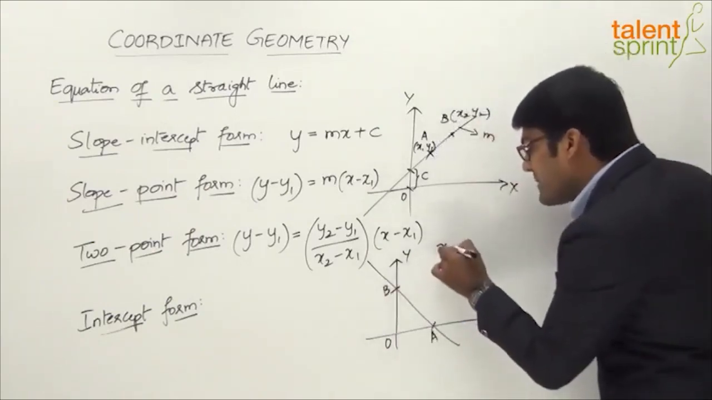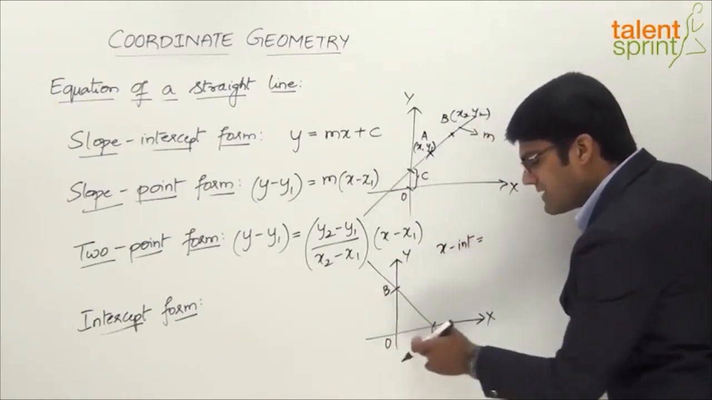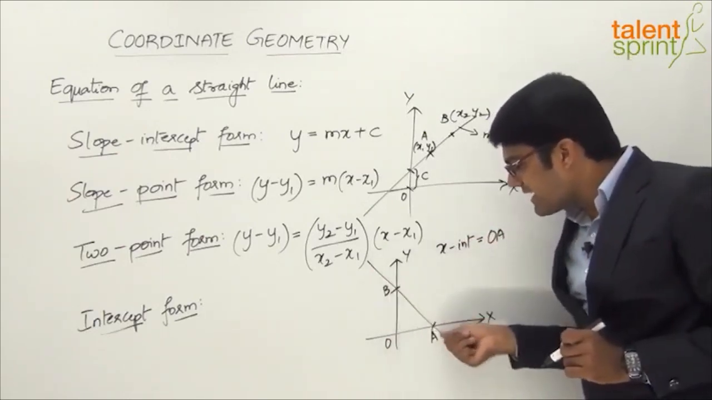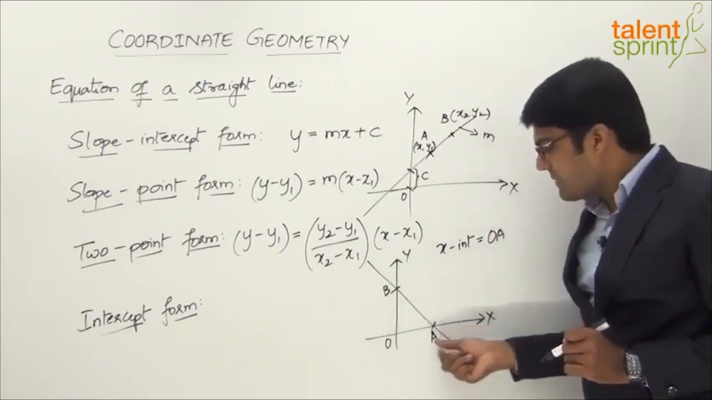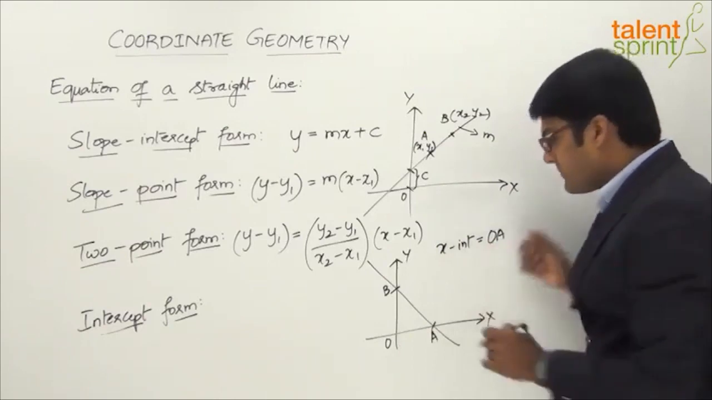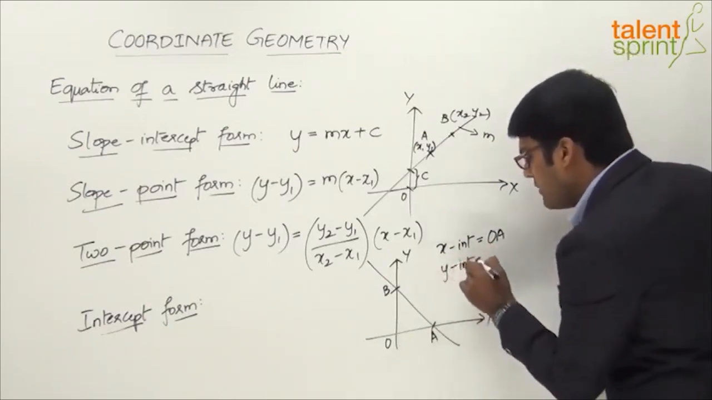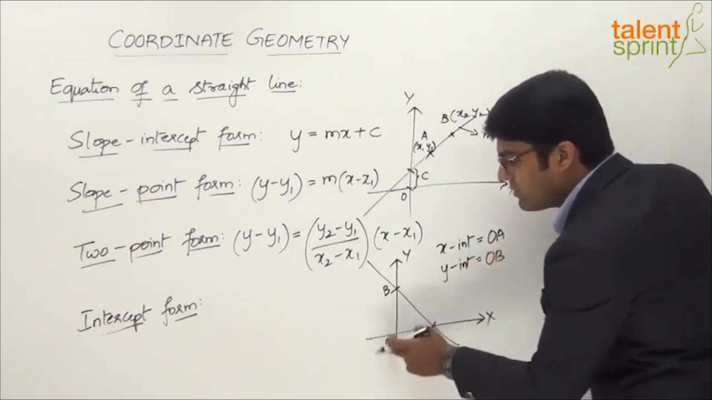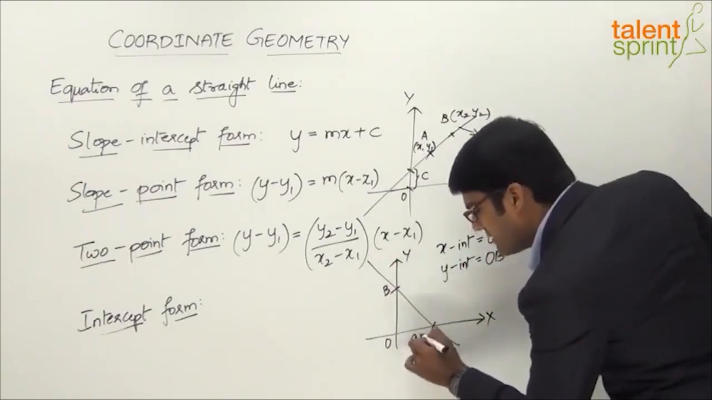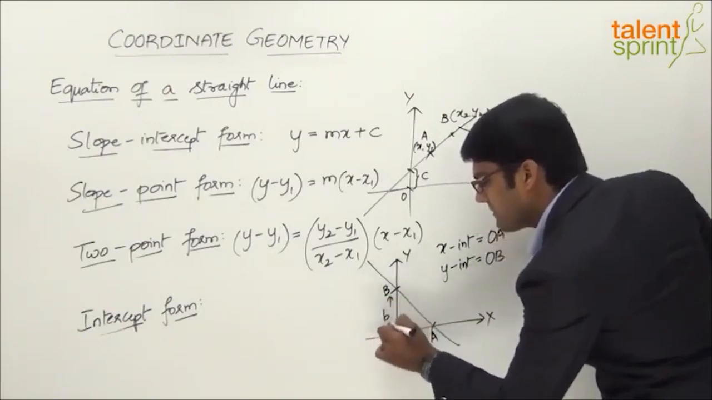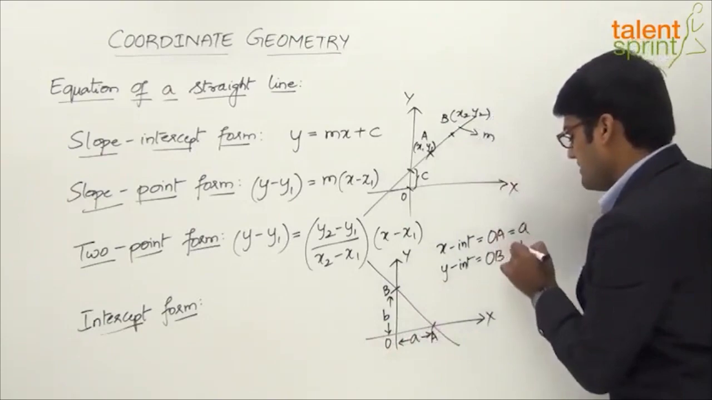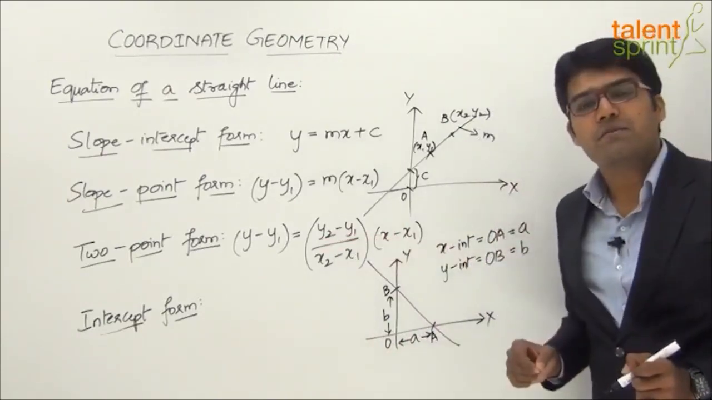So what is the x-intercept? The x-intercept can be taken as OA, right? We know that intercept is the distance between the origin and the point where the straight line cuts the axis. So the x-intercept, it cuts the x-axis at A. So this distance OA can be taken as the x-intercept. Likewise, what will be the y-intercept? It will be equal to OB, right? From the origin to the point where the straight line cuts the y-axis. Let us assume the distances are a and b, right? This is a and this is b. So the x-intercept is a and the y-intercept is b. So how do we get the equation of the line in intercept form?